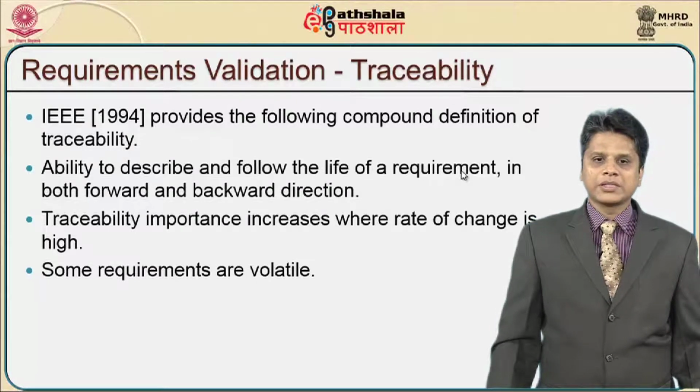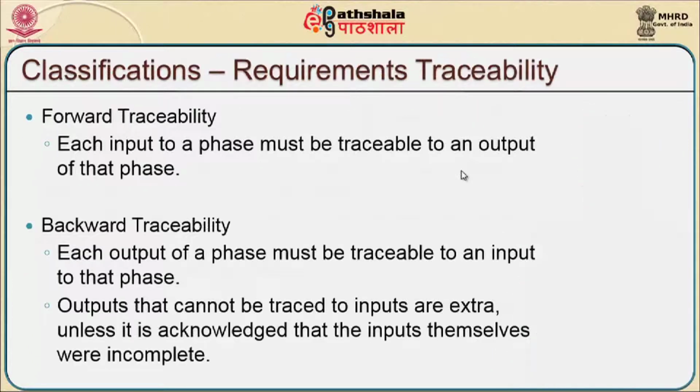So the importance of traceability increases where the rate of change is high. Some requirements are sometimes volatile. We have two different classes of requirements traceability. One is called forward traceable and the other is called backward traceable. So when I am doing the forward procedure, I trace the information a lot. Each input to a phase must be traceable to an output of that particular phase. So when I am working in the forward direction, I want to give an appropriate output which the user seeks. So for every type of input given to the phase, the output should be significant enough, or more appropriate, for the users.